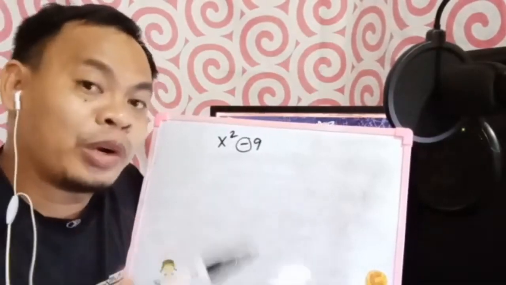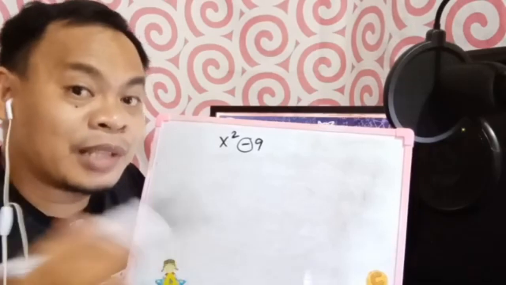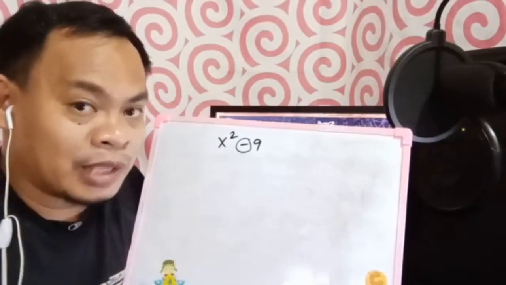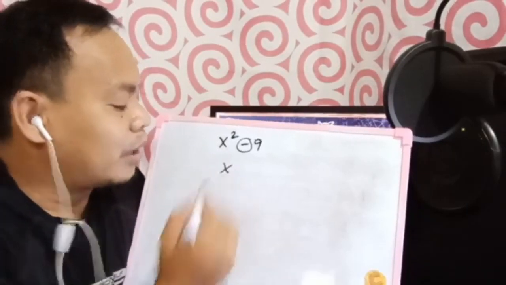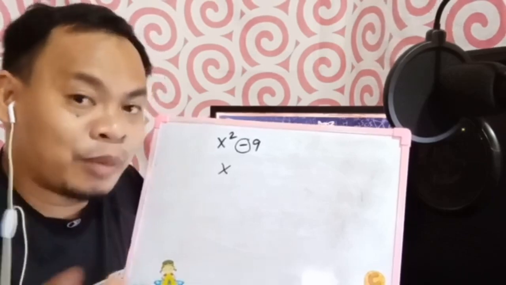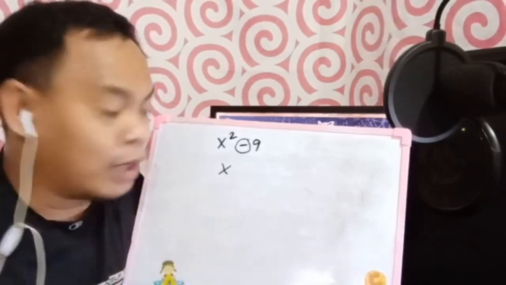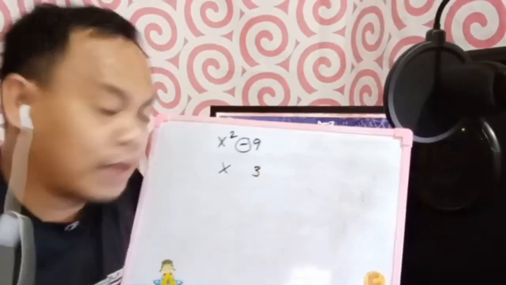So we know that x squared is a product of x times x. So therefore, the square root of x squared is x. And 9 is the product of 3 squared, or 3 times 3. So therefore, the square root of 9 is 3.